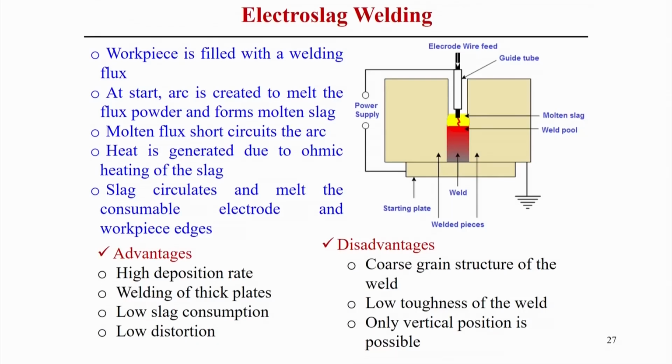So, the main advantages are that a high deposition rate is possible, welding of very thick plates is also possible, the slag consumption rate is typically low, and low distortion is possible in these processes. That means the electro slag welding process has almost similar advantages to the submerged arc welding process.